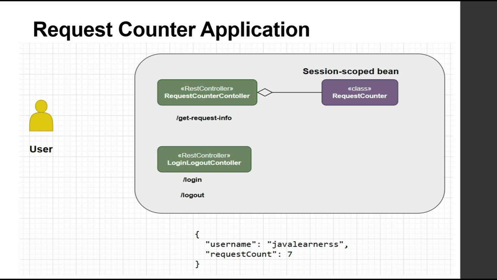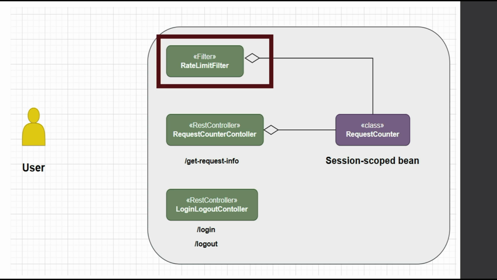The second scenario involves the throttling of the requests when the predefined threshold limit is reached. As the application allows a maximum of 10 requests by an authenticated user per session, the first 10 requests will be processed and the subsequent requests will be rejected. To enforce the request limit, we can use a filter, a rate limit filter. The request counter bean is injected into the rate limit filter and the request counter controller. The request counter is a session scoped bean, so the same instance would be injected into the rate limit filter and the request counter controller.